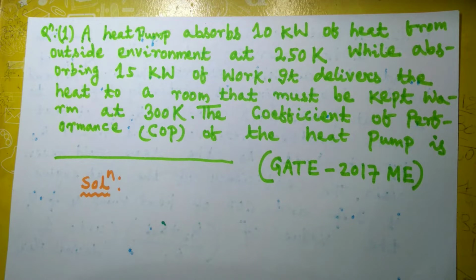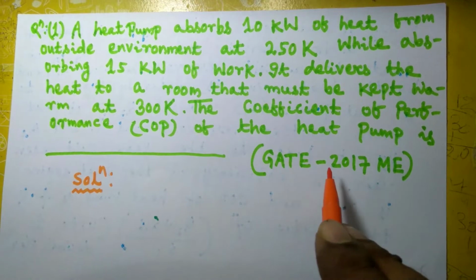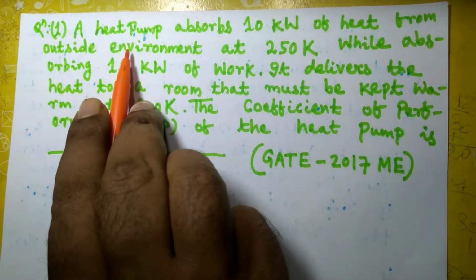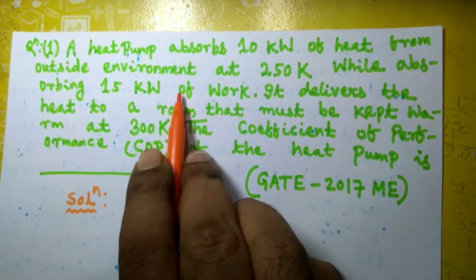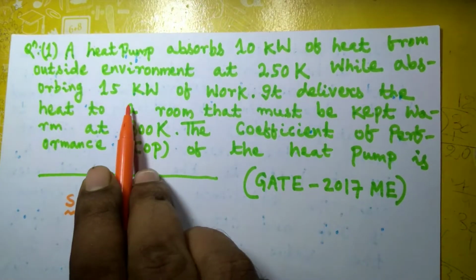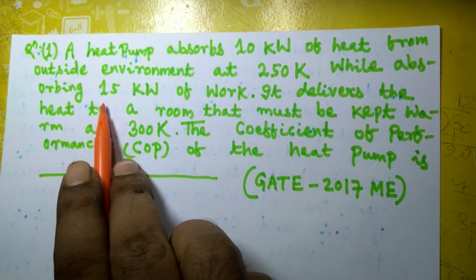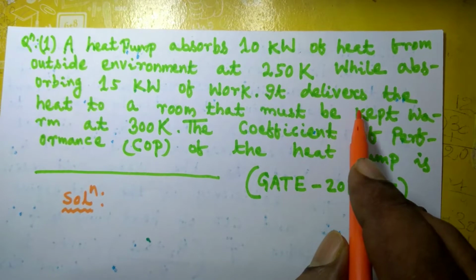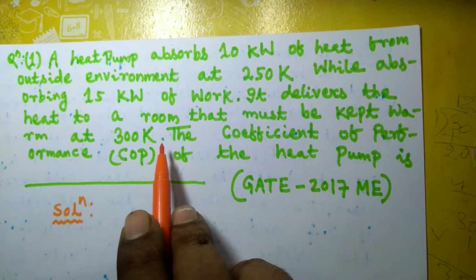Let's get started. The first question that I am going to discuss was asked in GATE 2017 mechanical. And the question is like this: a heat pump absorbs 10 kilowatt of heat from outside environment at 250 Kelvin while absorbing 15 kilowatt of work. Obviously, heat pump is a work consuming device, so it consumes this amount of work, 15 kilowatt. It delivers the heat to a room that must be kept warm at 300 Kelvin.